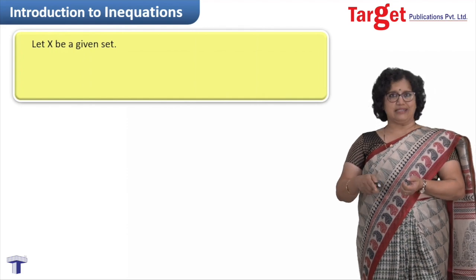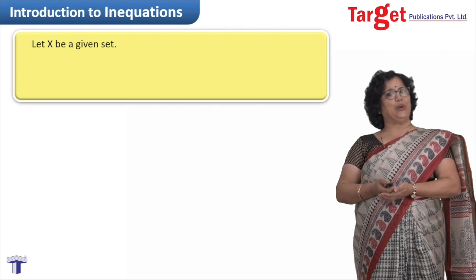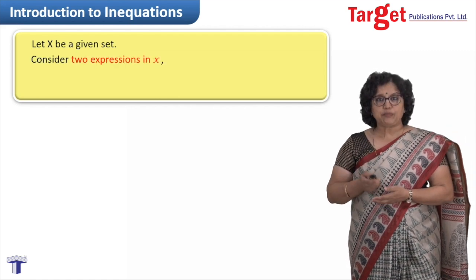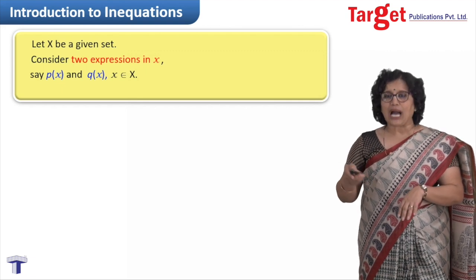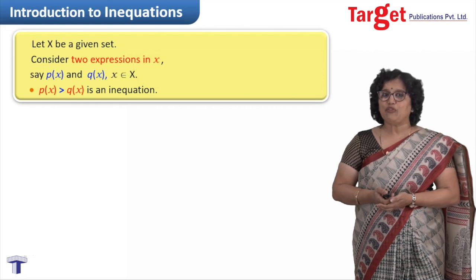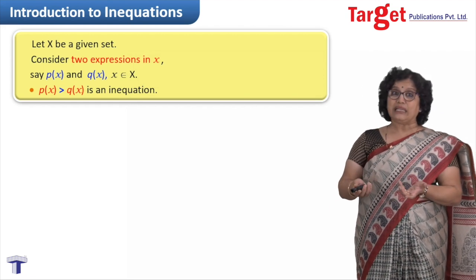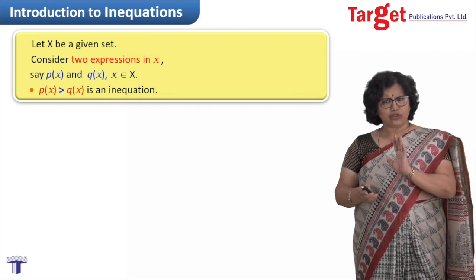Let x be a given set, and I have say two expressions p(x) and q(x) with me. Now those p(x) and q(x) will have some sign between them. So I may have p(x) greater than q(x). Now some of you may wonder, is that the only inequation, p(x) greater than q(x)? Can't we have p(x) less than q(x)? Of course you may have.